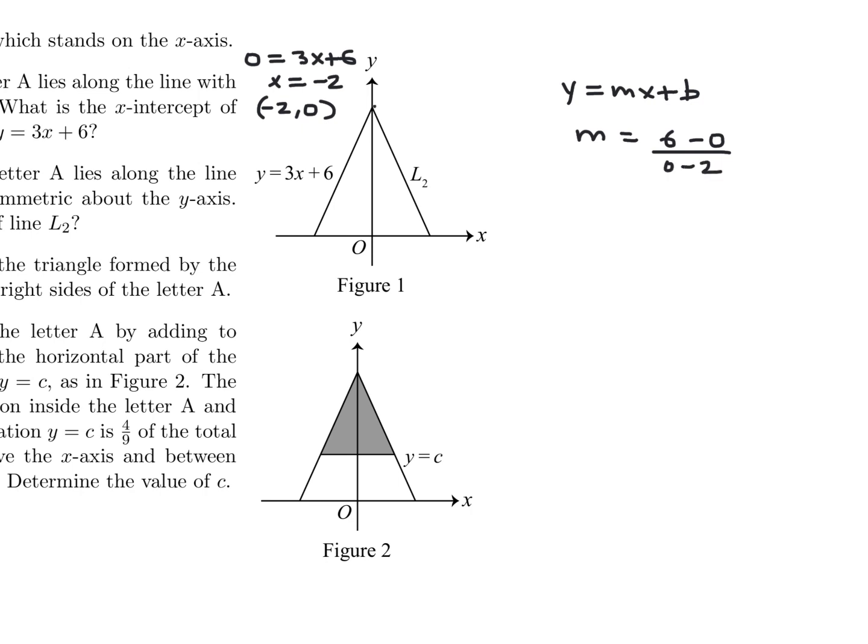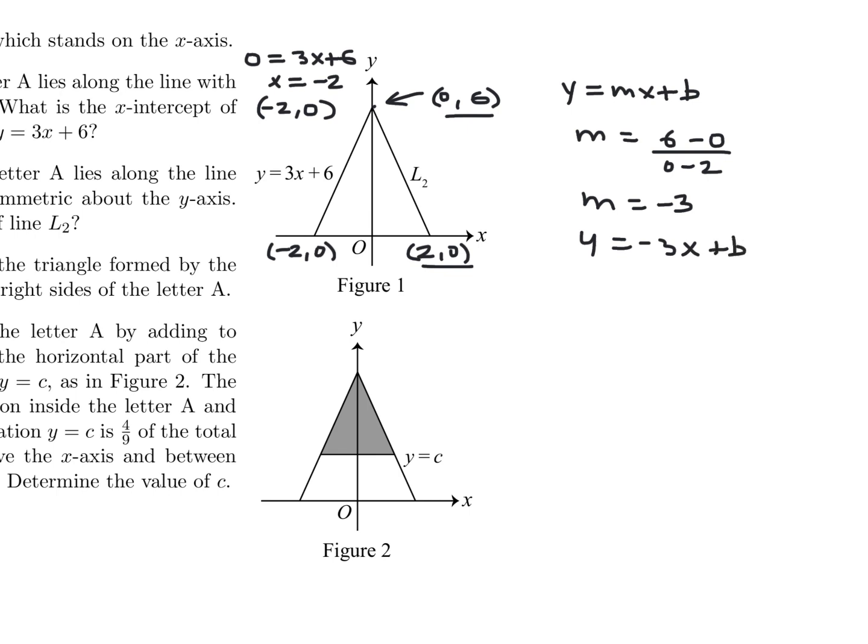This point, of course, is going to be 0, 6. And then we figured out that this was minus 2, 0. And since it's symmetric, this point would be 2, 0. So those are the points I'm using, just in case you're wondering where I got that from. So the slope is minus 3, and therefore y would be equal to minus 3x plus b.